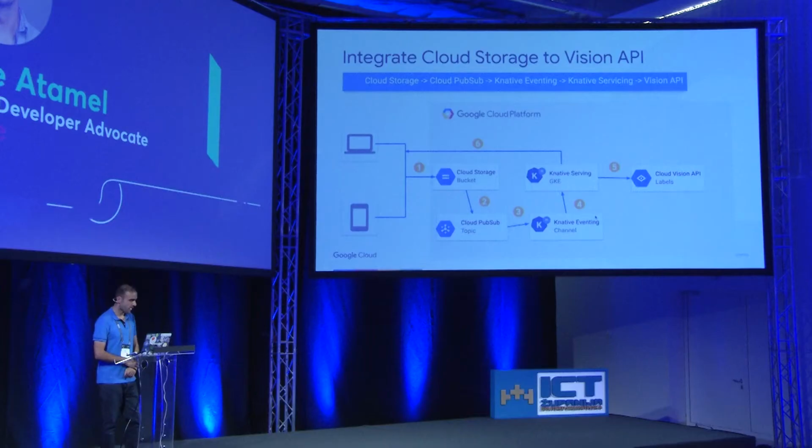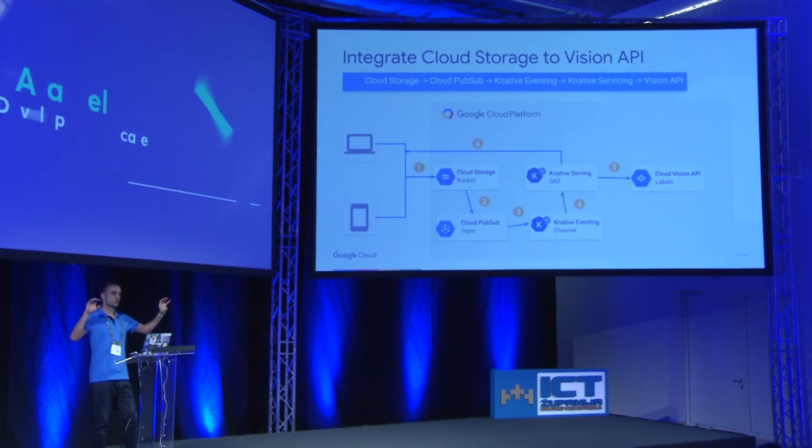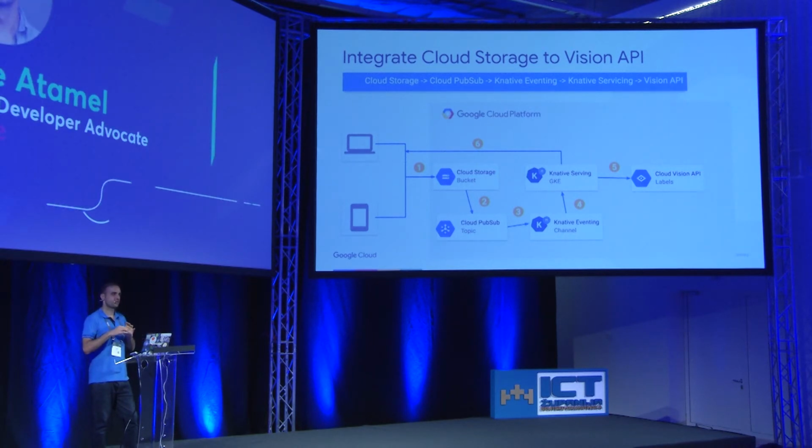So let me show you one example of this. For example, in this case, what I want to do is connect Google Cloud Storage to Google Cloud Vision API, all right? These are two separate services that have nothing to do with each other, but I want to connect them in a loosely coupled way using Knative eventing.